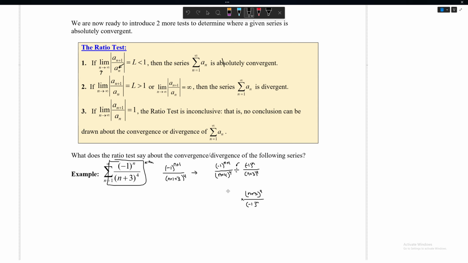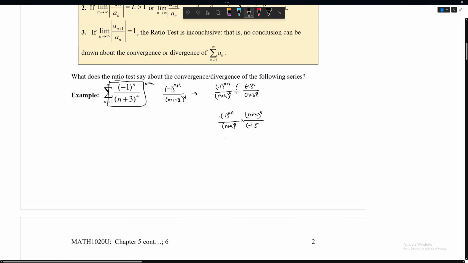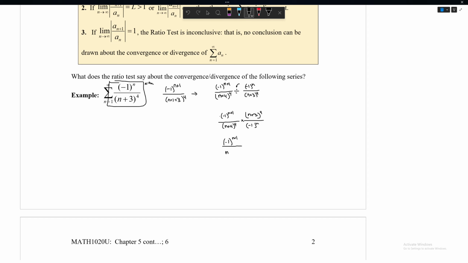And so doing that, what you'll get is negative 1 to the n plus 1 over your n plus 4 to the 4, right? Now technically you can just combine this, so you'll get negative 1 to the n plus 1 all over n plus 4. And I'll show you an even faster way to do this.